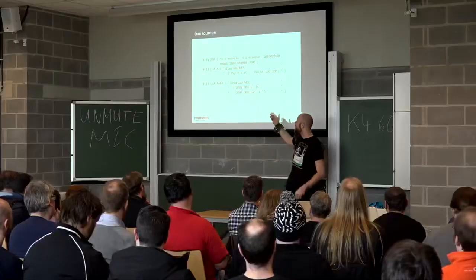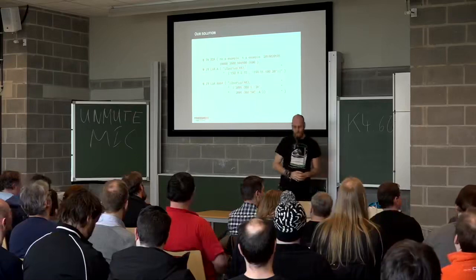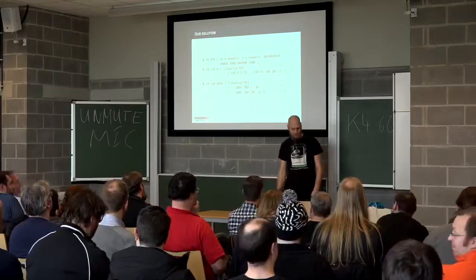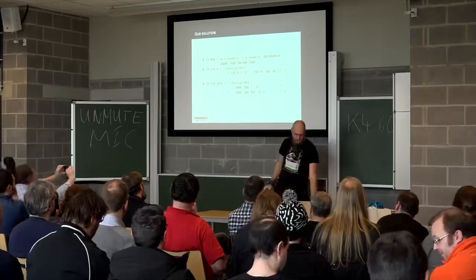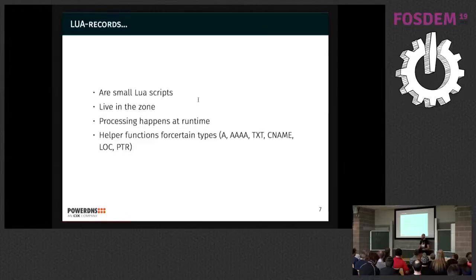Again, we check if the port is up or not. We check this, I think, every second from the name server, and if it's down, we mark it as down, and we do the redirection like that. And if you do short TTLs, that is very cool. So Lua records, they're actually very tiny Lua scripts that are embedded in the zone. The processing happens at runtime, so there is no pre-flight things that you need to do before provisioning these zones, you just put the Lua in there and it works.